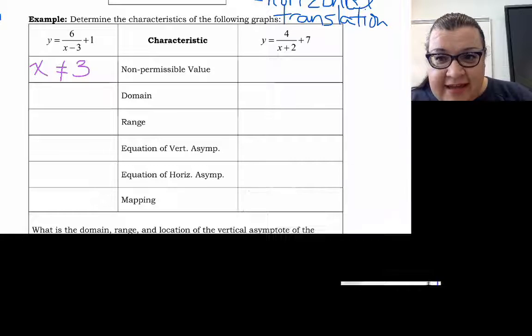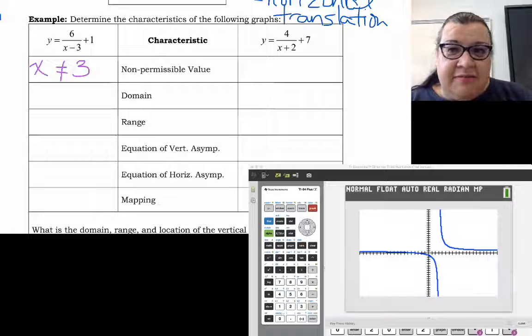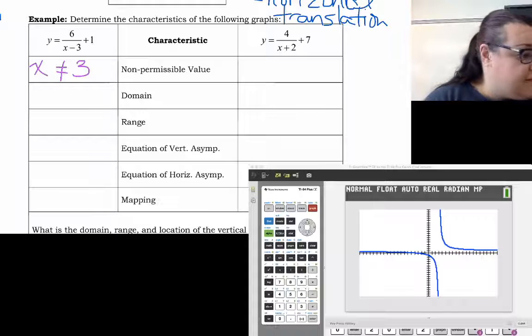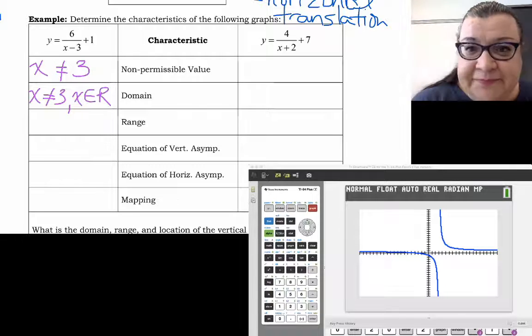That this part of the graph is going to approach x is equal to 3, but we're never going to get there. So our domain is again related to our non-permissible value. So our domain is that x cannot equal 3. Other than that, it can be any real value.